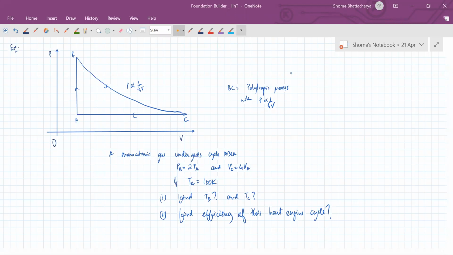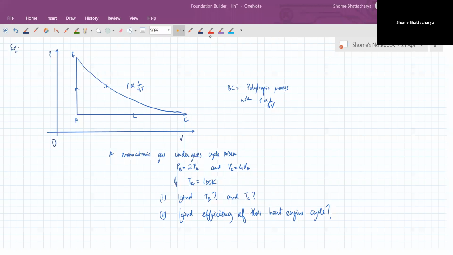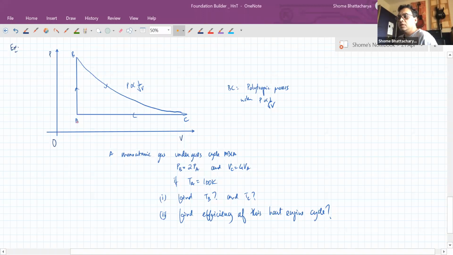Okay, very good. Kunj, you have got the answer. So let's understand. The temperature at A is equal to 100 Kelvin. Now because AB is isochoric, pressure is proportional to temperature. So PA by PB should be equal to TA by TB. From this we will get that the temperature at B is 200 Kelvin. Okay, so now we know that the temperature at B is 200 Kelvin.